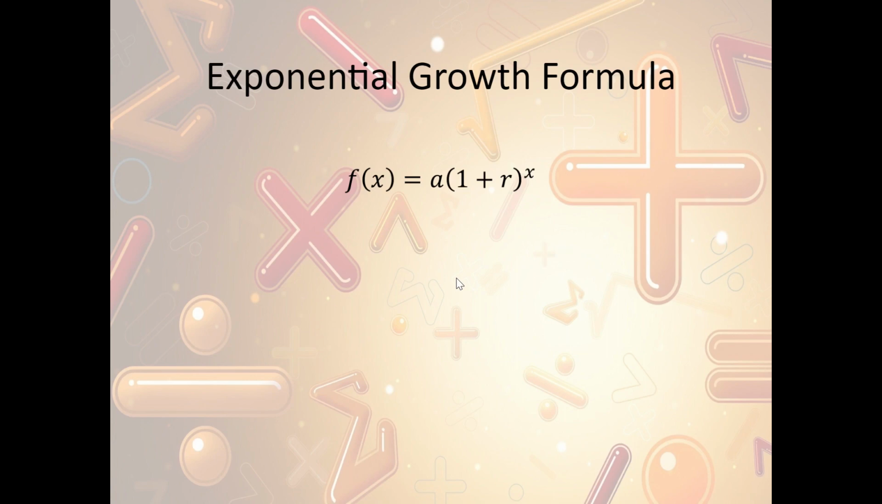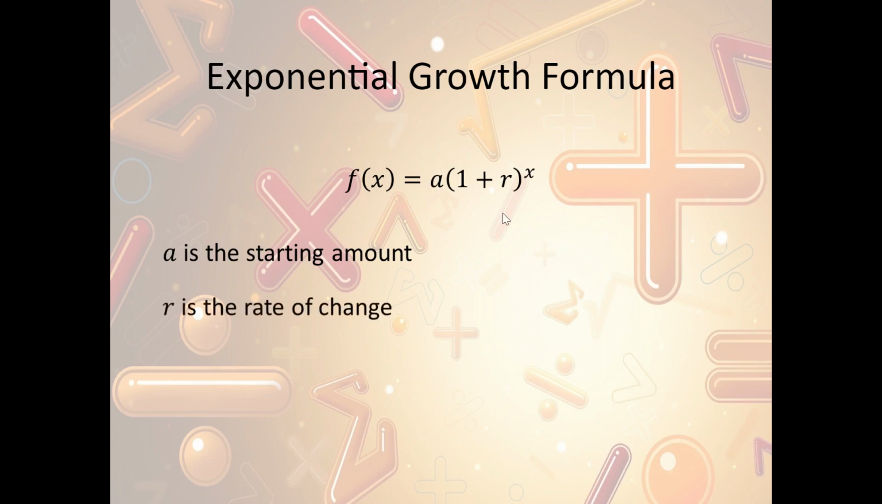Now, what is the exponential growth formula? The exponential growth formula is f of x, or y, is equal to a times 1 plus r to the x power. So a is our starting amount. That's how much we start with. If we were talking about money in a bank account, that's how much money we put into the account. R is the rate of change, meaning how much interest we are gaining. X is the amount of time. So let's say it goes monthly and we're doing it over 12 months. 12 months would be my x.